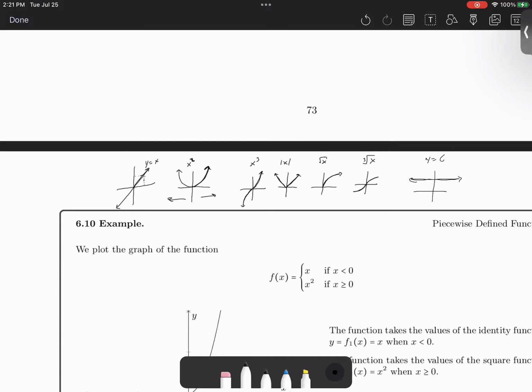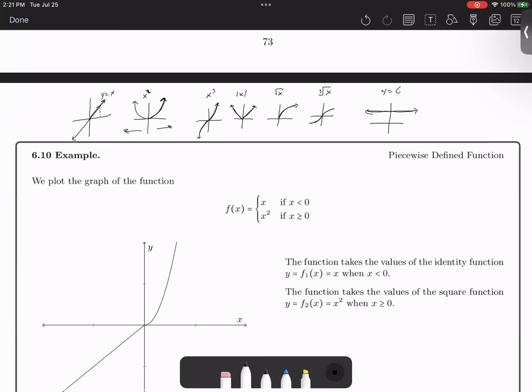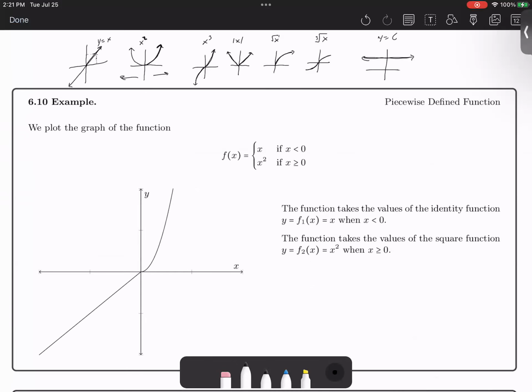So if you understand the simple functions, we can graph what's known as piecewise defined functions. So this is where we define a function depending on which part of the domain we're looking at. So these are if statements. If x is less than 0, you look like the x function. So these are where your x values are less than 0, right? It's the left-hand side of your plane.